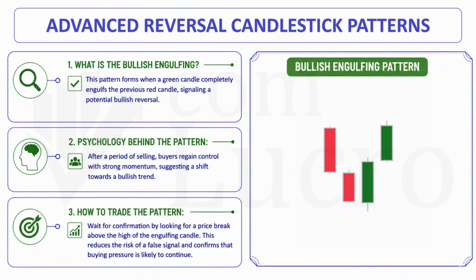Now let's dive into our first pattern, the bullish engulfing. Structurally, this pattern occurs when a green candle completely engulfs the previous red candle. The psychology behind it is simple. After a period of selling, the buyers regain control with strong momentum, potentially leading to a bullish reversal.